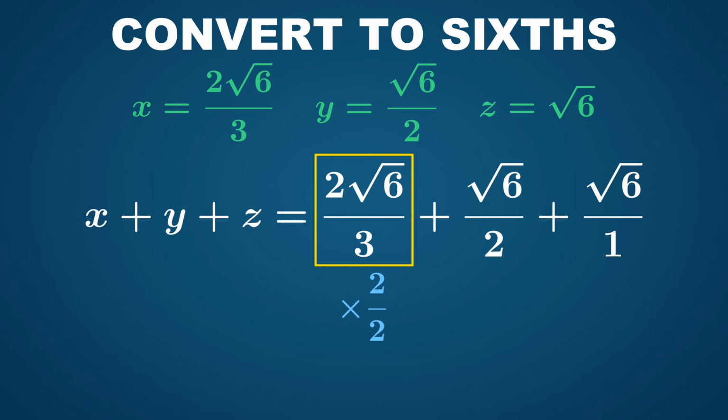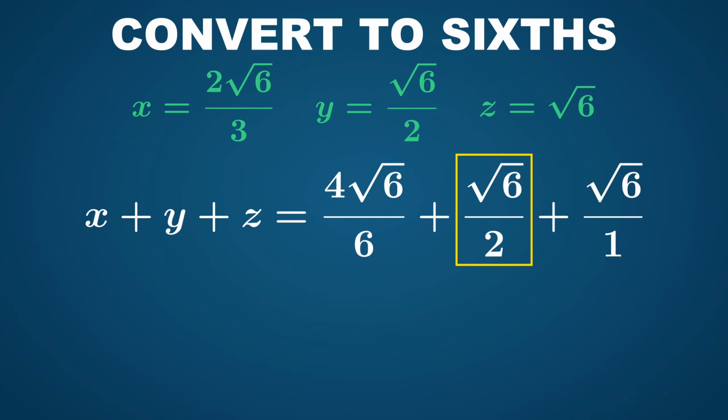We multiply the top and bottom of this first fraction by the number 2. 2 times 2 root 6 gives us 4 root 6 for the new numerator. 3 times 2 gives us the number 6 for our new common denominator. The first term simply becomes 4 root 6 divided by the number 6.